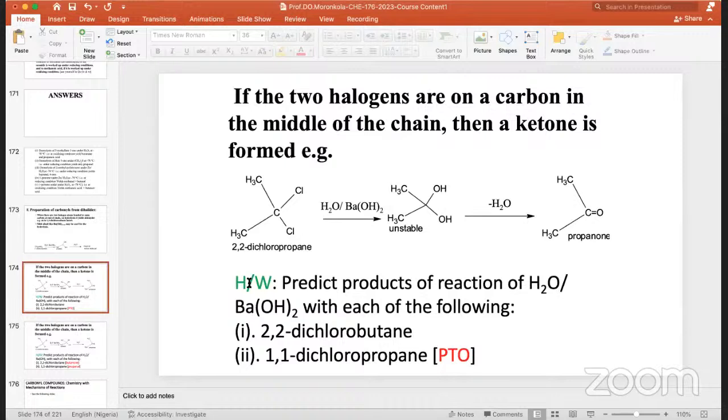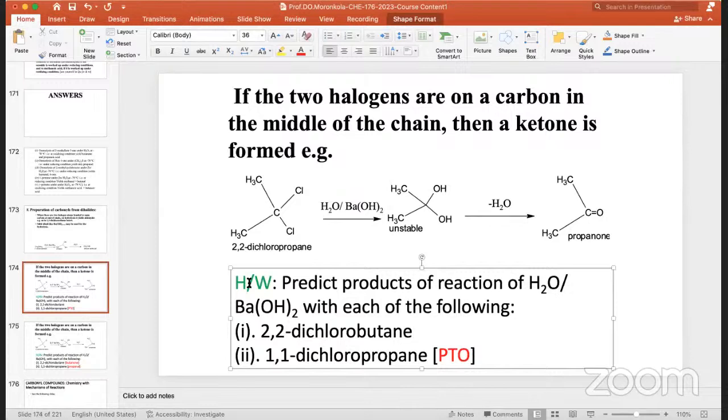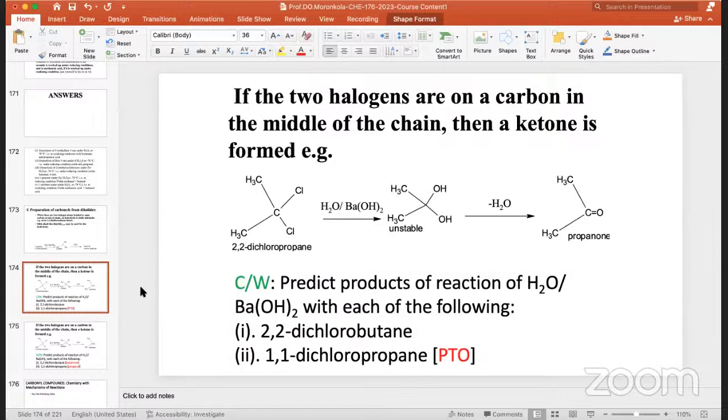Now, this is supposed to be a classwork. Let's quickly do it. Can you show me the products of reacting aqueous barium hydroxide with each of 2,2-dichlorobutane this time, and then 1,1-dichloropropane? 1,1-dichloropropane is terminal, while 2,2-dichlorobutane is not terminal.